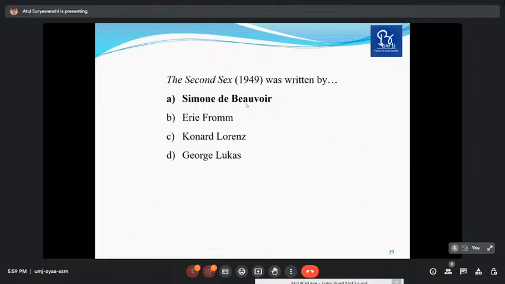The next question: The Second Sex is an important book, published in 1949, written by the French writer Simone de Beauvoir. She very clearly states in the book that the first sex is the male sex and the second sex is woman. So woman has always been subordinated and dominated in a male-dominant society. At the end of this book, she states that men and women are equally important for the development of society, so there should be equality between both sexes. Simone de Beauvoir is the topmost writer in France.